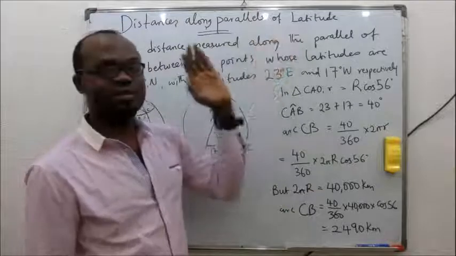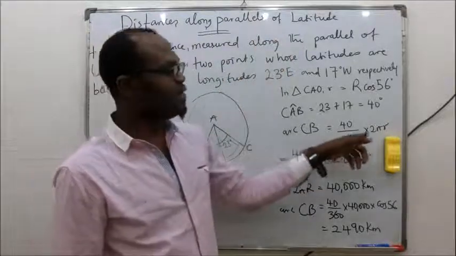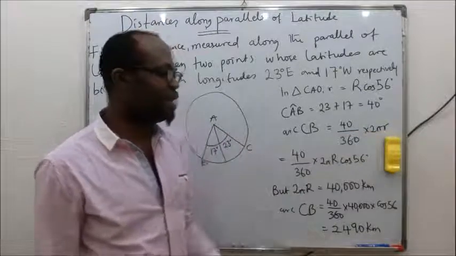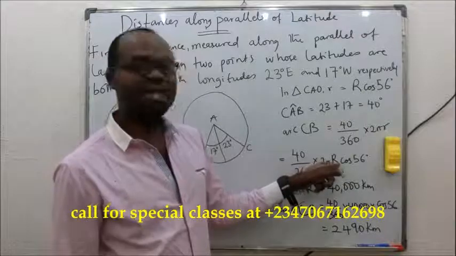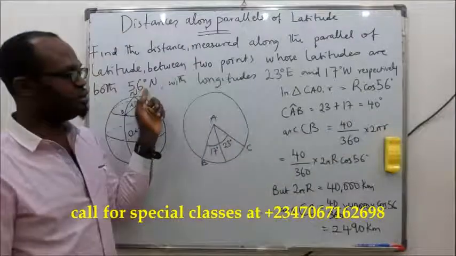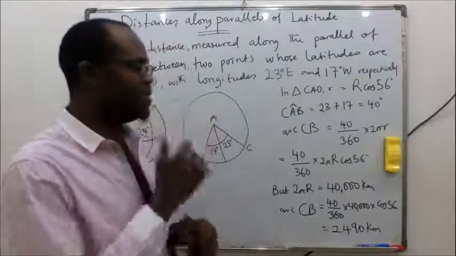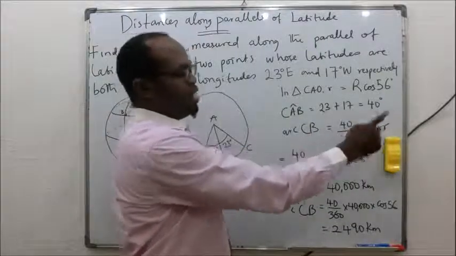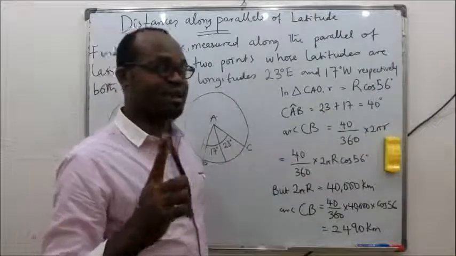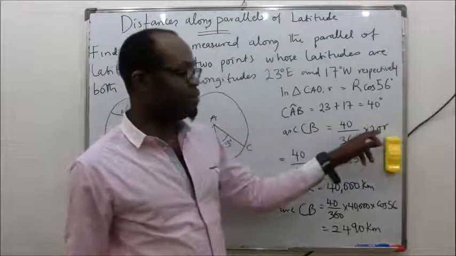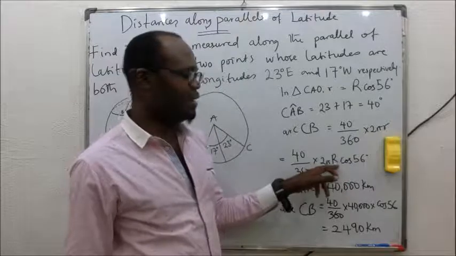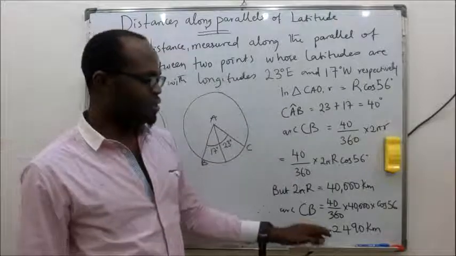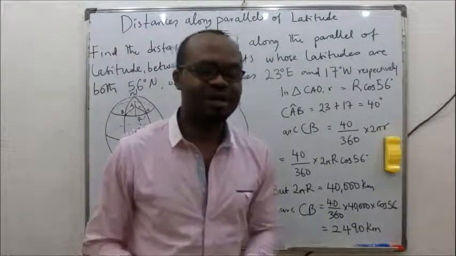But if you're talking about parallels of latitude, instead of having 2 pi r, where r is the big R of the earth, you're going to have this small r. And this small r is the same thing as the big R cos the angle of the latitude. That is the major thing you need to understand about this calculation. It's still the same thing: get the difference in angle, over 360, times 2 pi r. But instead of the big R as in the calculation for great circles, you are now using the small r, whose value is simply the big R cos the angle of the latitude. So once you fix that, you're going to get this.